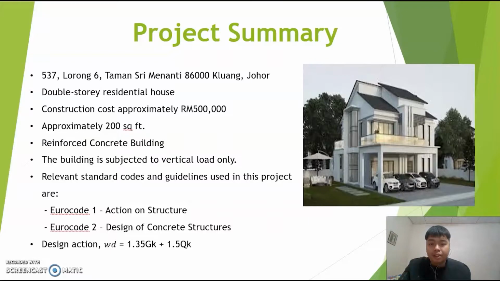First, I will present our project summary. It is a double-storey residential house at Kluang, Johor, and the construction cost is approximately 500,000 ringgit Malaysia. It is approximately 200 square feet, and it is a fully reinforced concrete building, subjected to vertical load only. The relevant standard codes and guidelines used in this project are Eurocode 1 and Eurocode 2. For design, we use the ultimate limit state, which is 1.35 permanent loads and 1.5 variable loads.